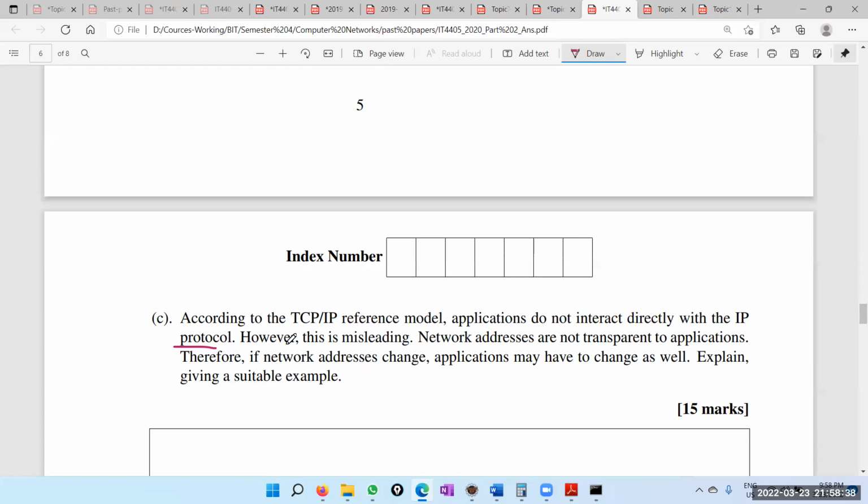Okay. However, this is misleading. Then the examiner says this can be misleading as well. Network addresses are not transparent to applications. Therefore, if network addresses change, applications may have to change as well. Is that the case?